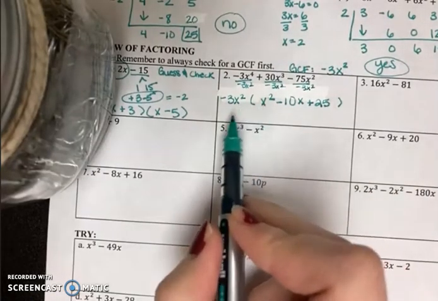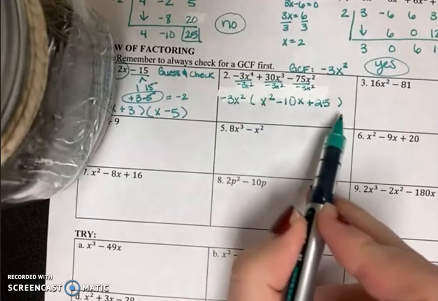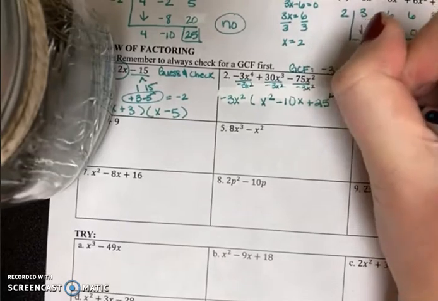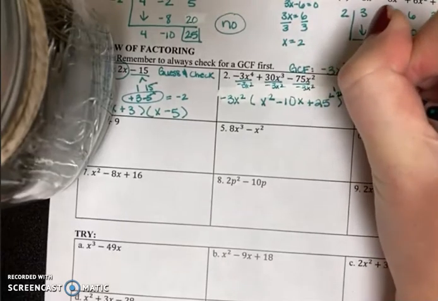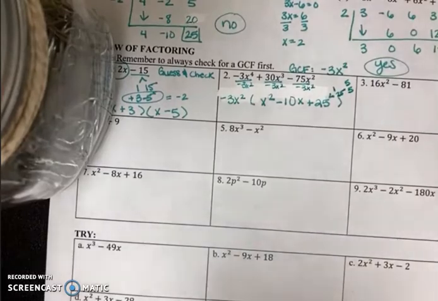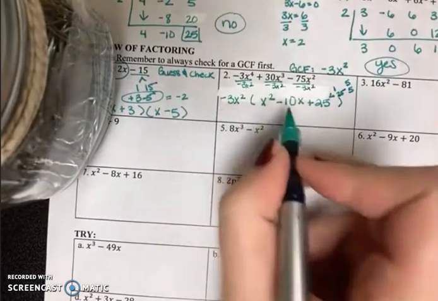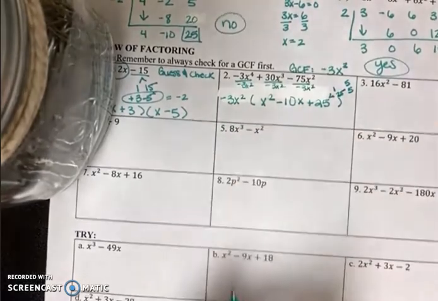Now that I've pulled out a GCF, I can see that a is 1 here, and the factors of 25 are 1 and 25, 5 and 5. We always want to ask ourselves if we can factor further. So that's what I'm doing here. I've already factored by pulling out a GCF, so now I'm seeing if I can factor this one.